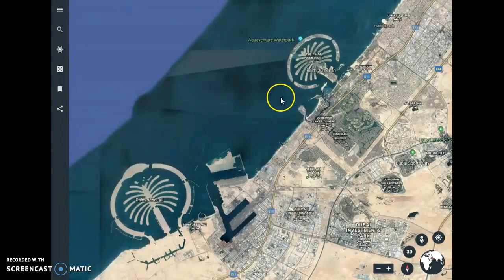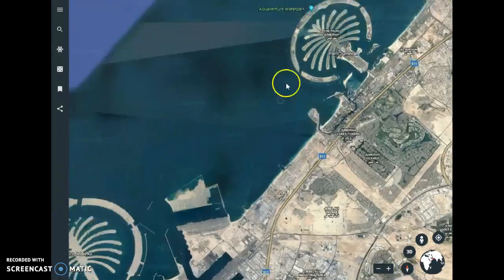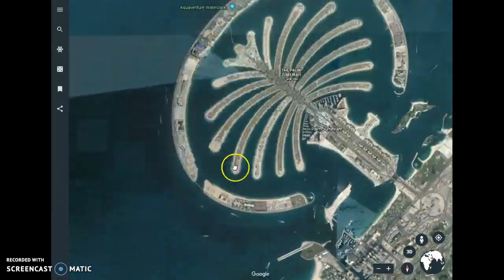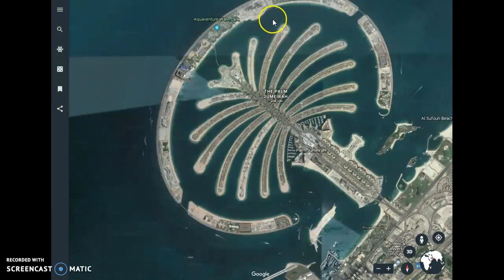Now, the Palm Islands were made by taking silt and sand from the bottom of the ocean floor, and then pretty much sucking it up like a vacuum cleaner, and depositing it over here along the coast to create islands that resemble a palm tree. Now there's lots of mansions, lots of vacation homes along these what look like palm leaves, and there are many different resorts and water parks all over the area.